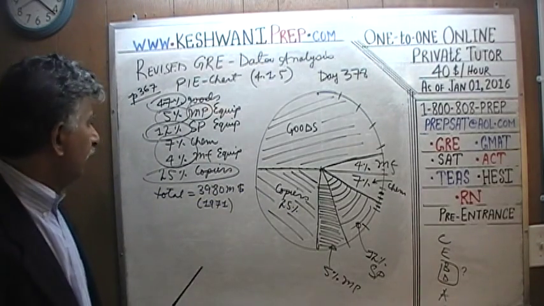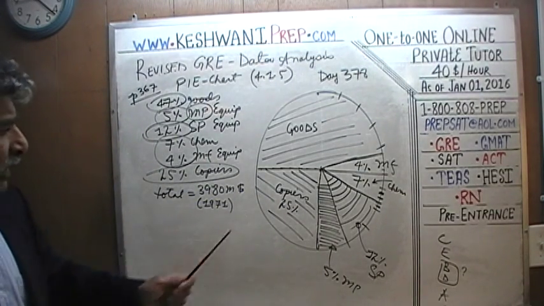So here's the first question. We need the room, obviously, so we're going to have to erase all of this. We have a nice pie chart.